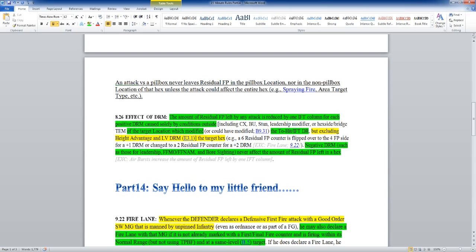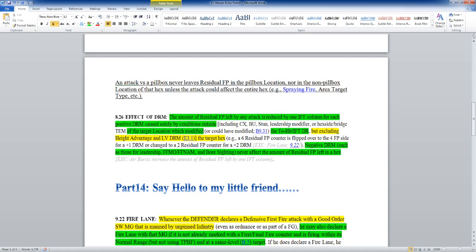The amount of the residual firepower left by any attack is reduced by one IFT column for each positive die roll modifier caused solely by conditions outside of the target location. Some of the examples they can give you are if your unit's CX, buttoned up, stunned, if it's got a positive leadership modifier, or a hex side or a bridge TEM of the target location.